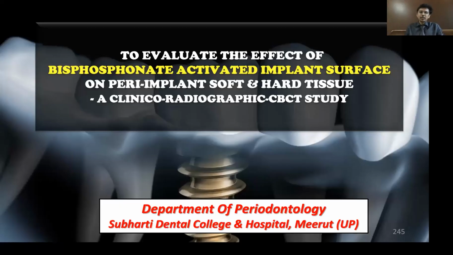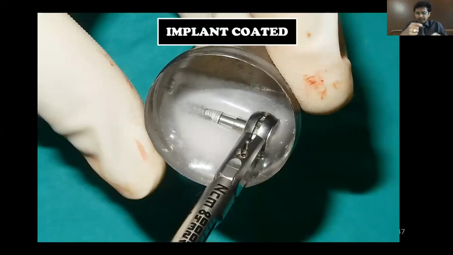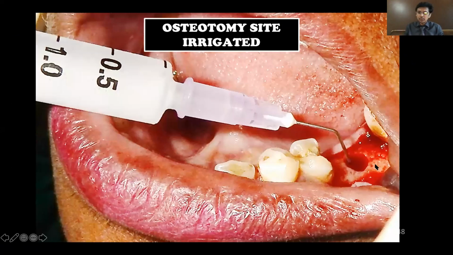So this time we decided we'd modify the implant surface with bisphosphonate. We used alendronate tablet Osteophos 35 milligram, dissolved in 2 ml of saline. Then we coated the implant. We dipped the implant immediately. It doesn't get absorbed or anything, it is just dipping. And we immediately applied the remaining solution into the osteotomy site. This agent has to be applied very, very carefully. Wherever it spills over, a lot of ulceration is caused.